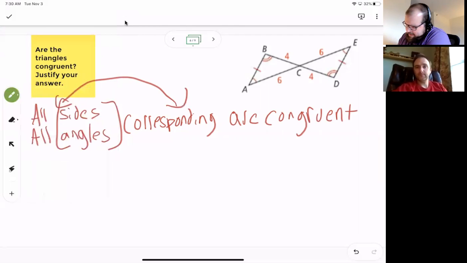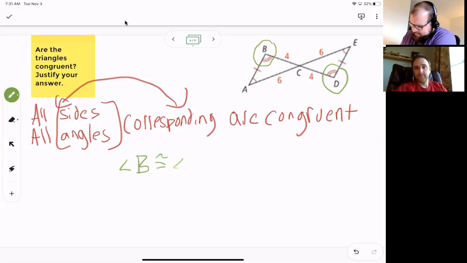Okay, I'm going to identify that B and D appear to be corresponding because they are marked as congruent. So since those have 2 marks, those are congruent. So angle B is congruent to angle D. I also know that angle A and angle E are congruent. I can't read letters sometimes. I said angle D was angle F before, so it's fine. So we're looking at A goes with E, B goes with D.